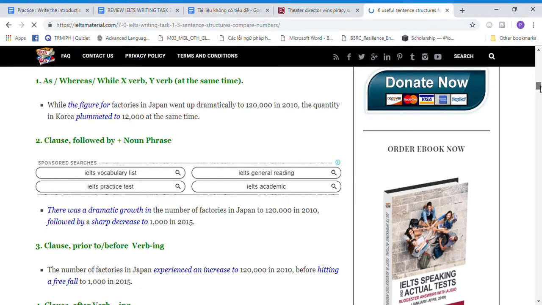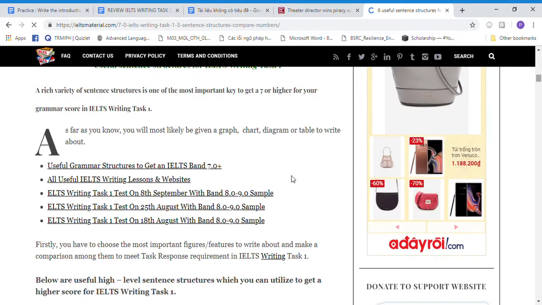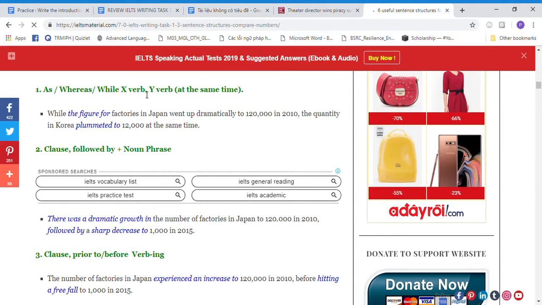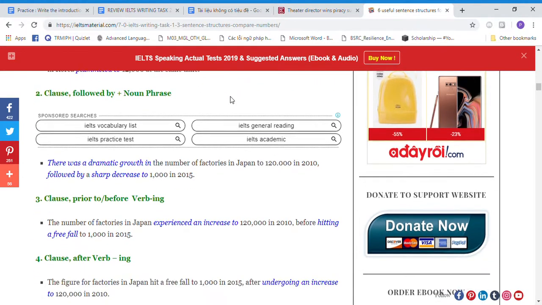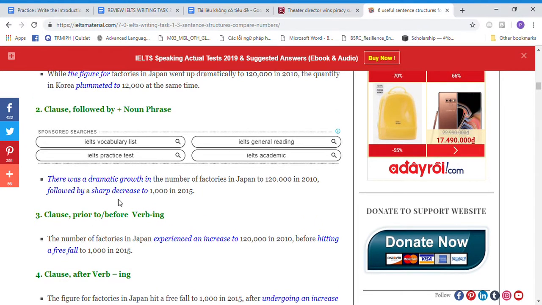Okay, I think this is good. This is a good website. For example, how to use as, where, oh my gosh, I'm so sorry. This website is weird. As, whereas, while, subject with verb, and then another subject with a verb. Cause, prior to, before, verbing. Clause followed by. This was used really frequently.